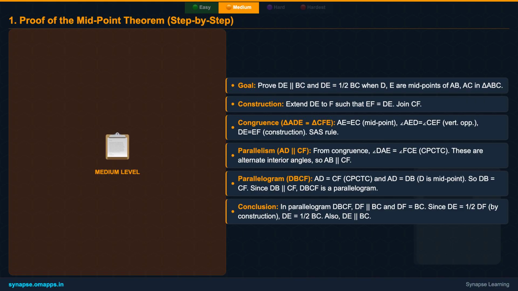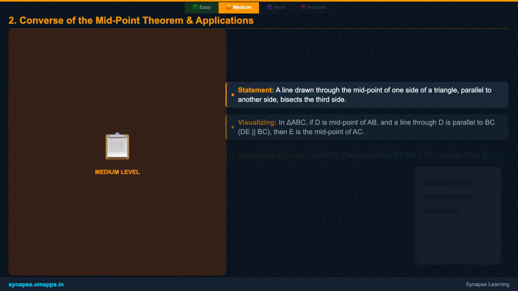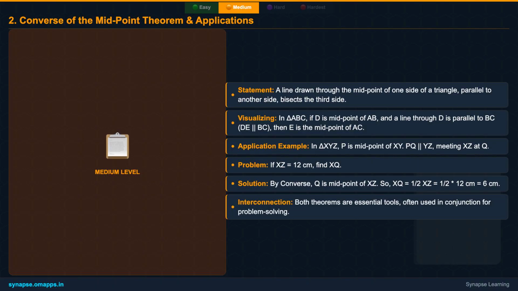By using triangle congruence, we can show that the new segment formed is equal and parallel to one of the original triangle's sides. This then allows us to prove that the line segment joining the midpoints is indeed parallel to the third side and exactly half its length. This proof beautifully demonstrates how various geometric principles, like congruence and properties of parallelograms, come together. Just as crucial as the theorem itself is its converse.